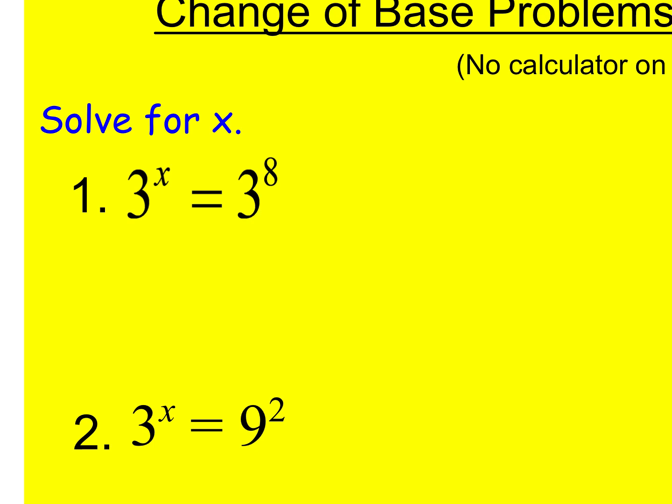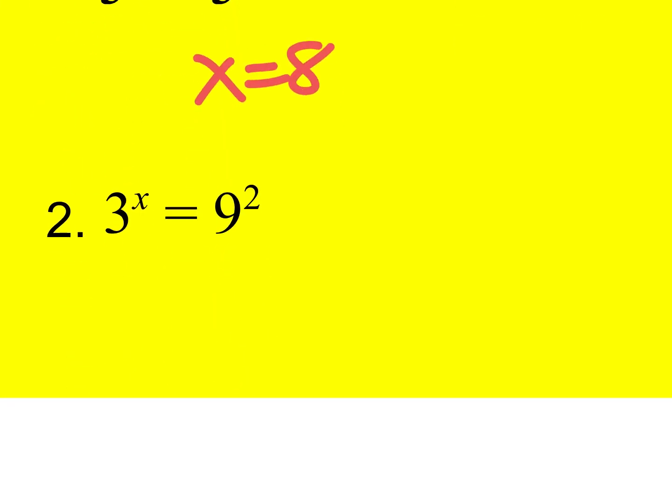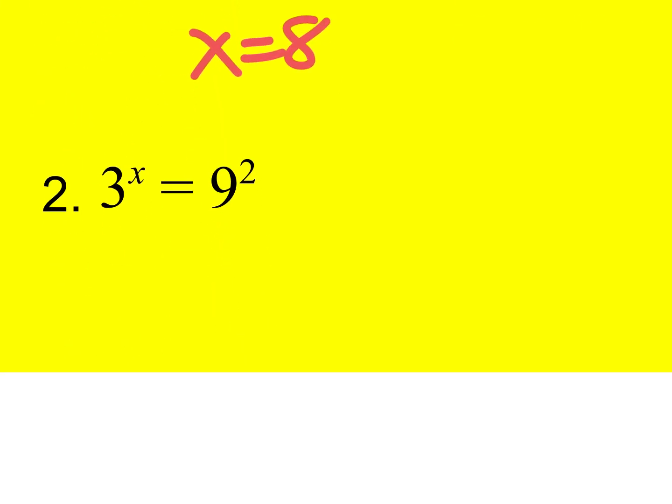X equals 8. Raise your hand if you had 8. Okay, good. The next one is a little harder, because I thought we wanted the base to be the same, and it's 9 squared, and then what the heck? Well, then you can go like this. 3 to the x equals 9 is really 3 squared, right?